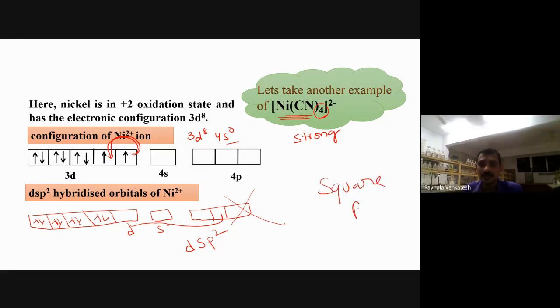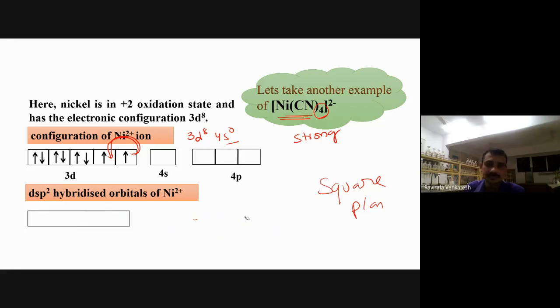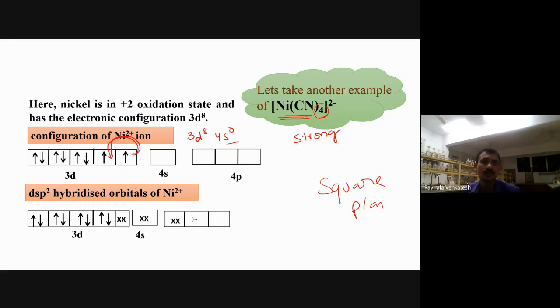The shape will be what here? Square planar. Let me see how they represented this. In this way, we get one d orbital, one s orbital, and two p orbitals: dsp2 hybridization. Now, what happens here?